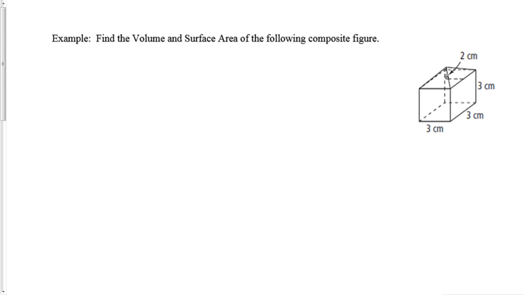We have a pyramid on top of a prism. So we just have a different shape. Before we had a cylinder and a prism, and now we have a pyramid and a prism. So we're going to start out by finding the volume. I need to start with how to find the volume of a pyramid.